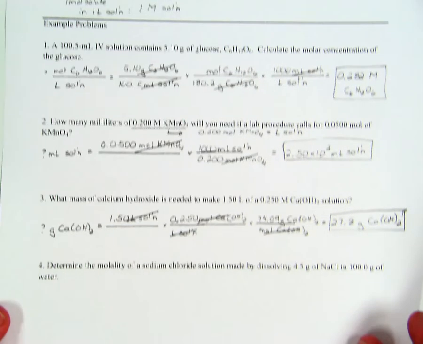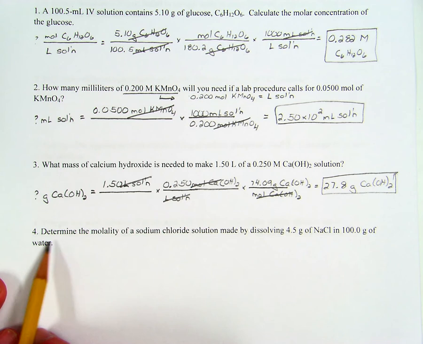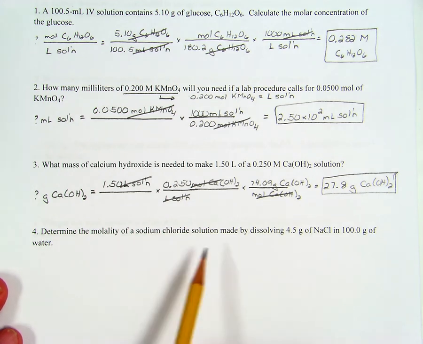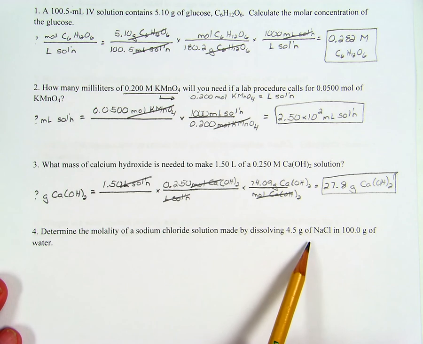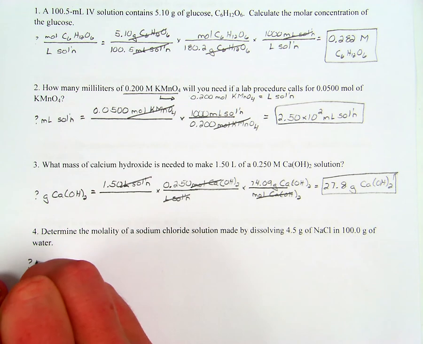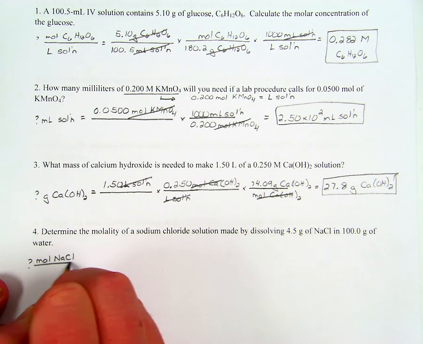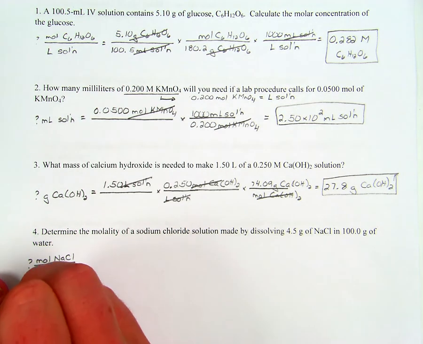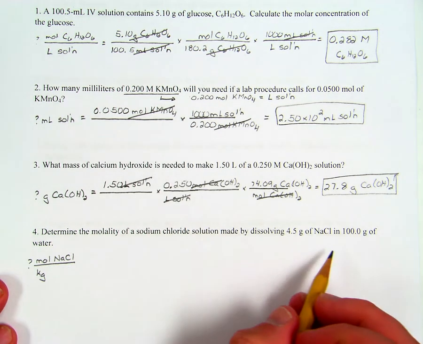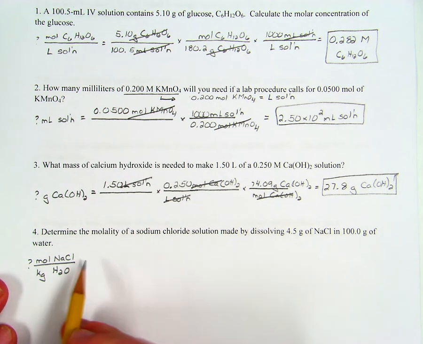And we're asked to determine, this is number 4, the molality of a sodium chloride solution made by dissolving 4.5 grams of sodium chloride in 100 grams of water. So we're asked to find the molality, so that means I need to find how many moles of solute, in this case NaCl, are there per kilogram of the solvent. Well, we're dissolving it in water, so our solvent is water. So my ratio I'm looking for is moles of solute, moles of sodium chloride per kilogram of water.